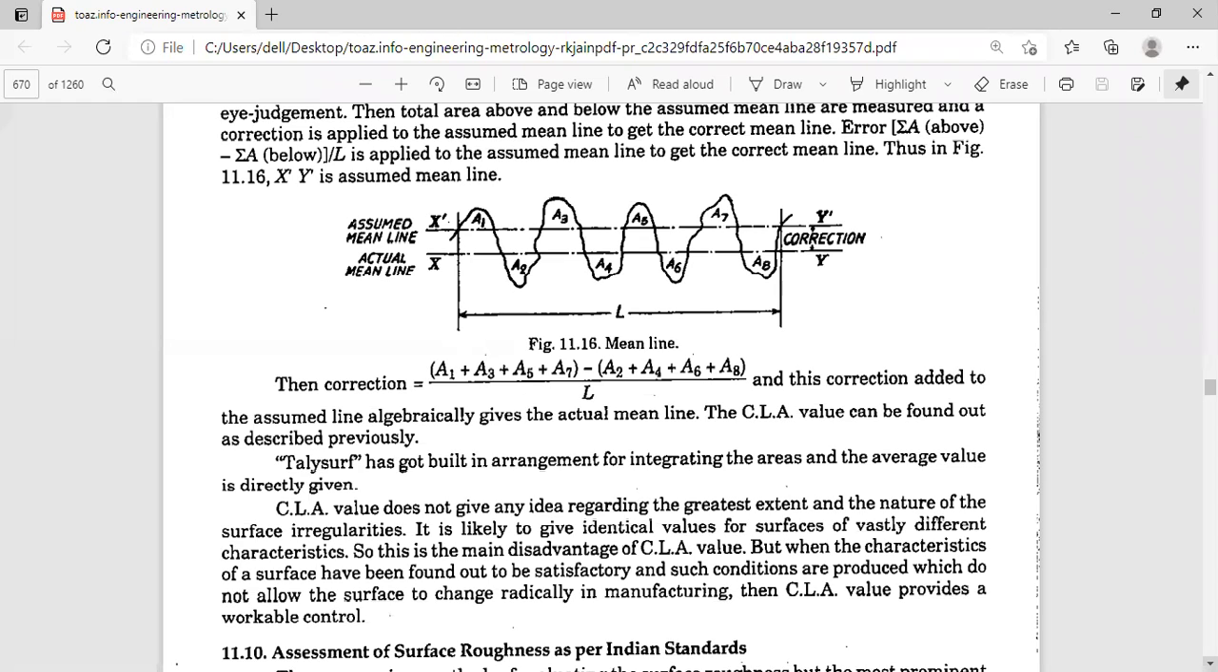So you can go for more accurate numerical assessments like Ra and Rz. Rz is found to be more advantageous, because it takes 5 peaks and 5 valleys into consideration, the 10-point height of irregularities method.